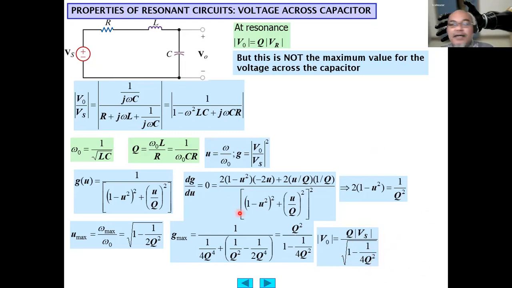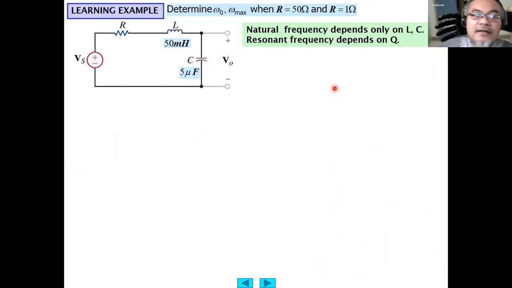Okay. So in this slide, the detailed derivation is not given. Please derive it on your own. This is the result, so just use this result. Now, an example is given. Determine omega 0, the resonance frequency, and the maximum radian frequency across this capacitance, when R equals 50 ohm and when R equals 1 ohm. So the natural frequency depends on L and C. The resonant frequency, however, depends on the Q.